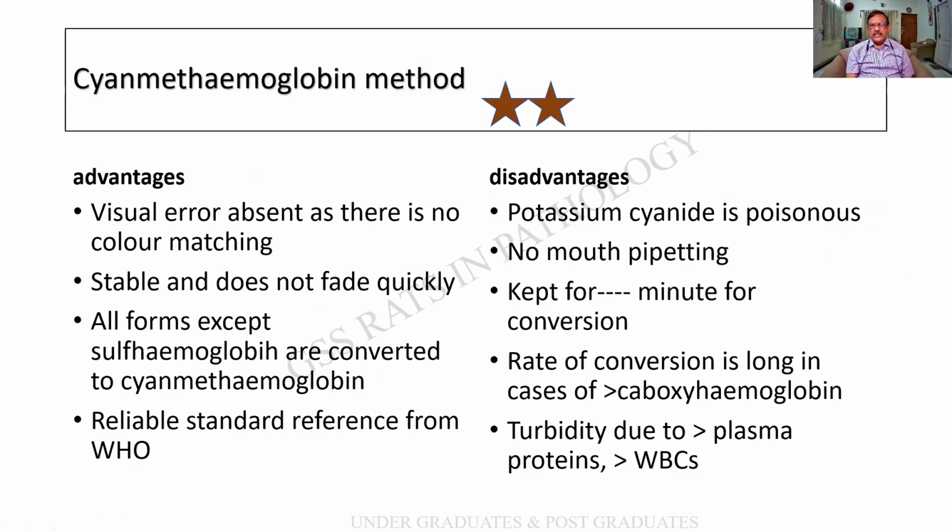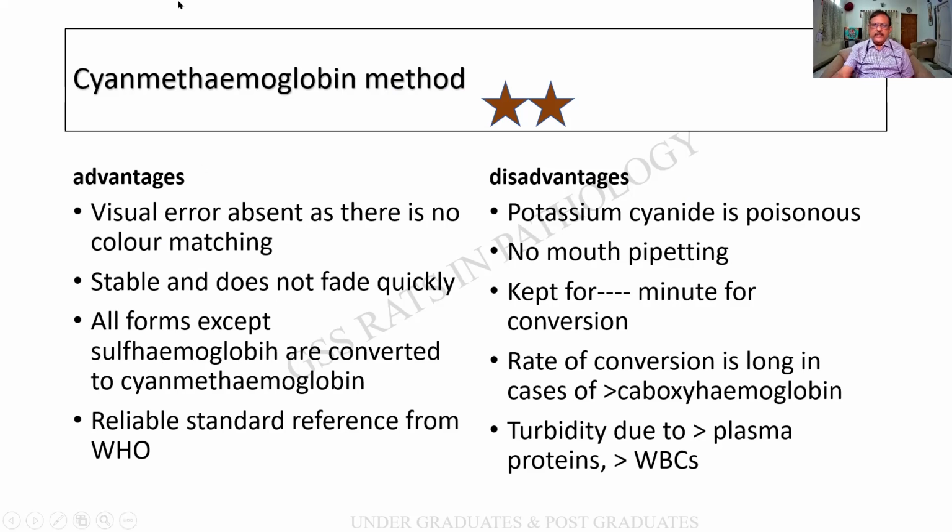What are the advantages and the disadvantages of the cyanmethemoglobin method? Visual error is absent, so it is being measured by the instrument. It is stable. It does not fade very quickly. All forms except the sulfhemoglobin are converted to cyanmethemoglobin. And there are reliable standard references from the WHO. This test has stood the test of time.